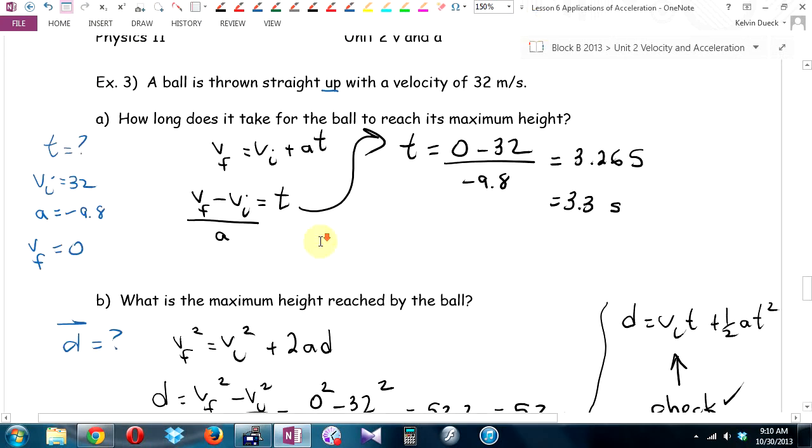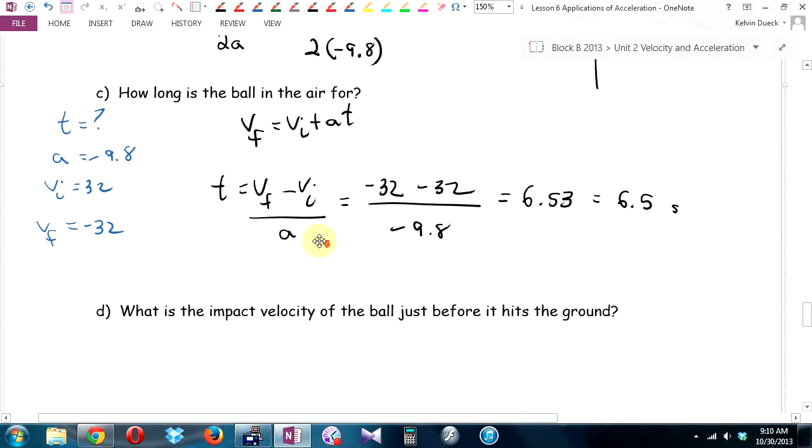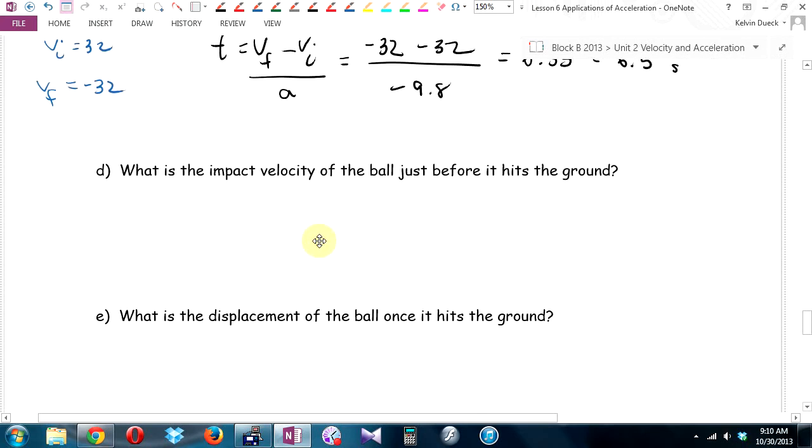Hey, what is D asking me to find? Impact velocity. What goes up must come down. I see some of you looking skeptical. Okay. Look up.